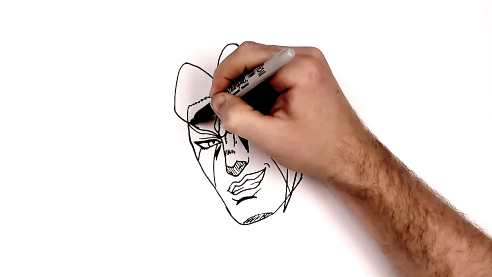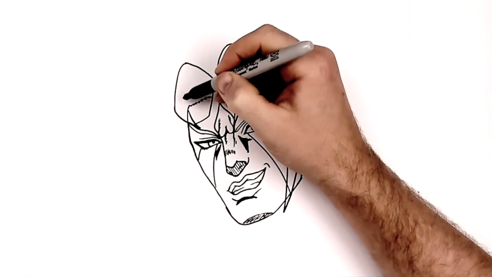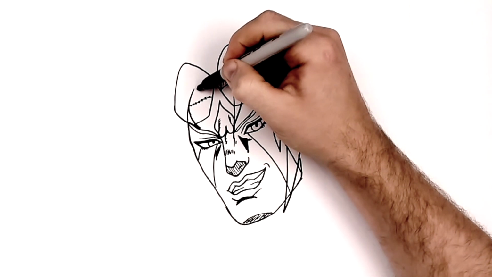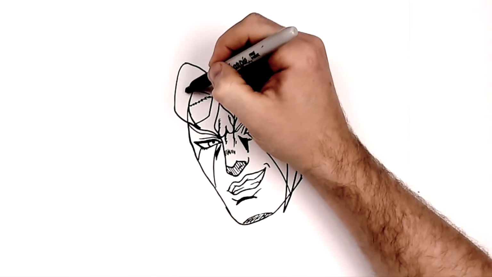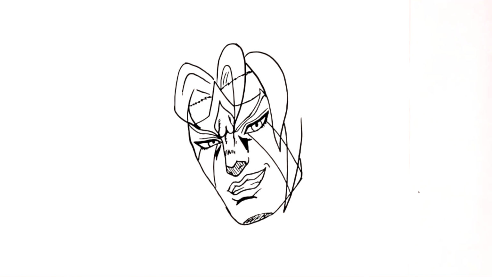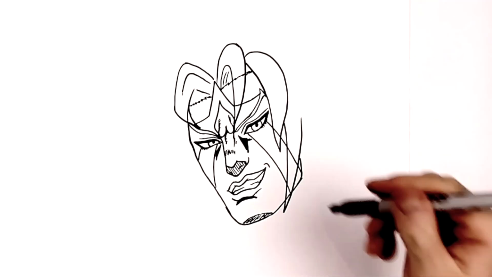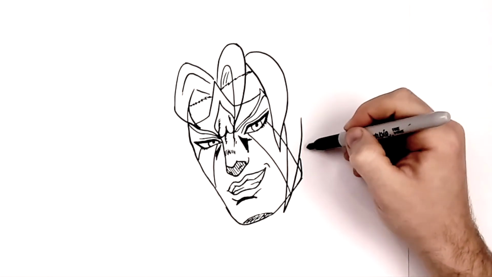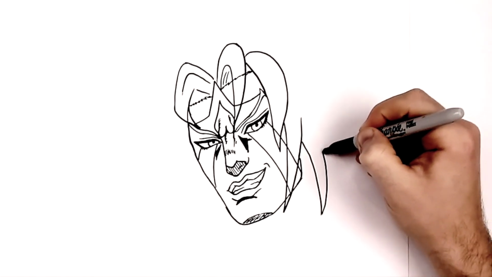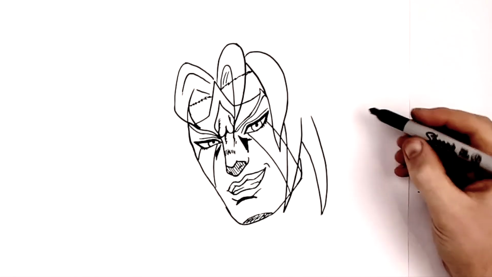And this goes up. So in. Another line sort of here. There are texture lines all over his hair as well. We do them all at the same time. And then we've got another hair spike here. Back up into there.